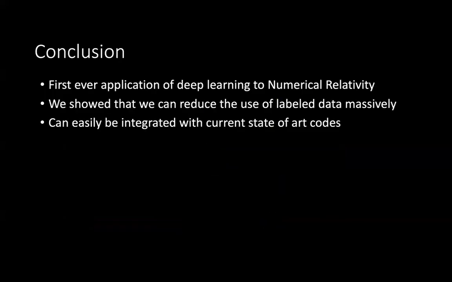So, cool. This was the first ever application of deep learning to numerical relativity. We showed there's a potential way of at least massively reducing the use of labeled data, which is, I think, the biggest hurdle to implementing this in a feasible way. And what was really important to me is that this can now be implemented with current state-of-the-art codes. So it's actually useful.